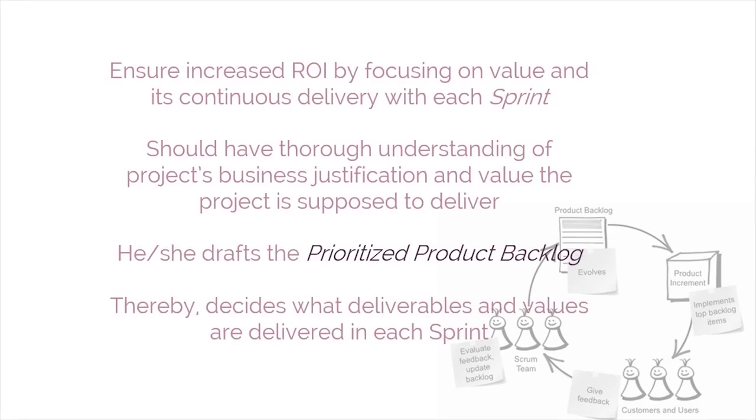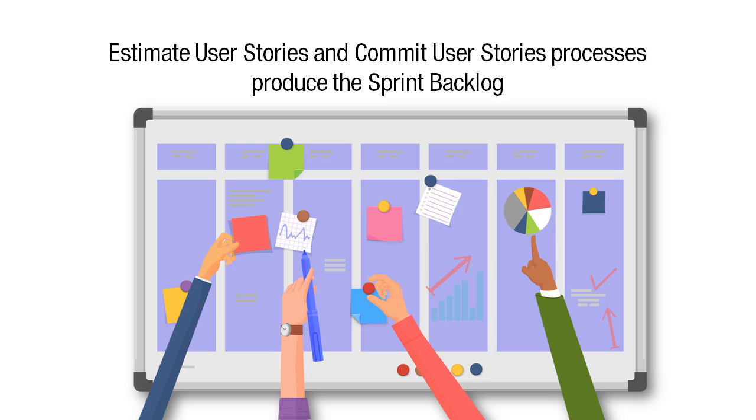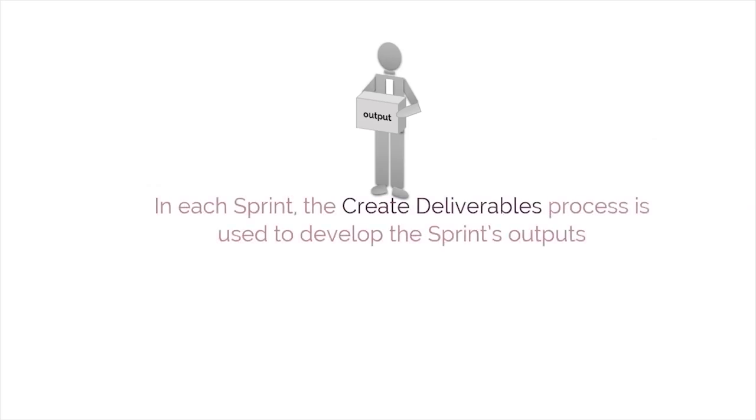The product owner's task is to ensure increased ROI by focusing on value and its continuous delivery with each sprint. The product owner should have a thorough understanding of the project's business justification and the value the project is supposed to deliver, as he or she drafts the prioritized product backlog and thereby decides what deliverables and values are delivered in each sprint. Estimate user stories and commit user stories processes produce the sprint backlog, which the team uses to create the deliverables. Moreover, in each sprint, the create deliverables process is used to deliver the sprint's outputs.